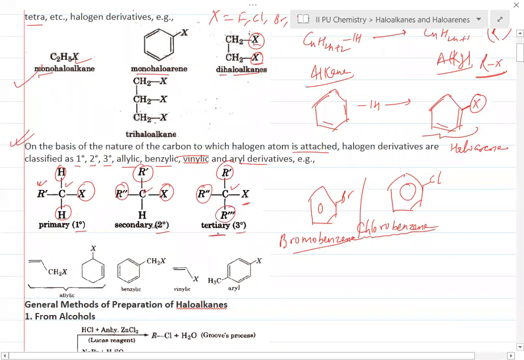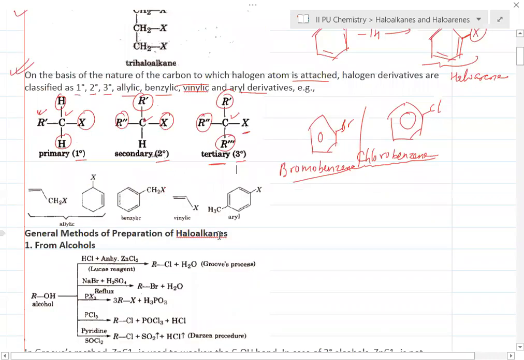Here, if the halogen is attached to a carbon that is attached to a double bonded carbon, this group is called an allylic group. You can see this is CH2X, meaning the halogen is attached to this carbon, and the next carbon has a double bond. That's why it is an allylic group. Similarly, a benzylic group is there. Where the halogen is attached to the carbon and the next carbon atom has a double bond, this is called a vinylic group. And this is an aryl group.